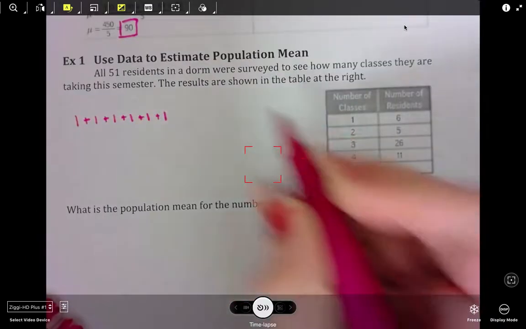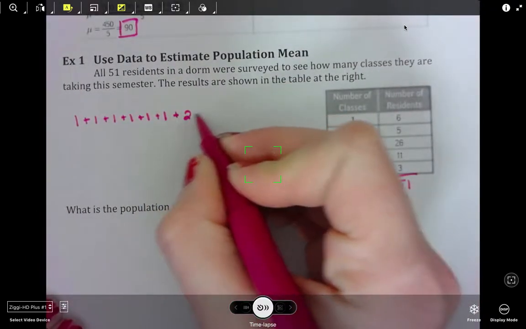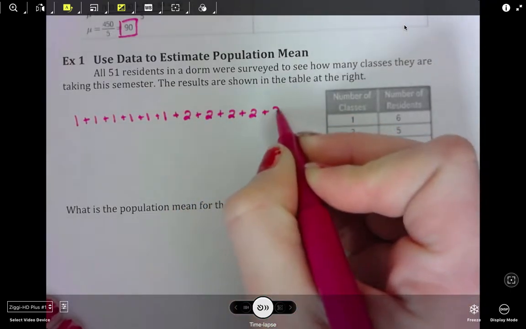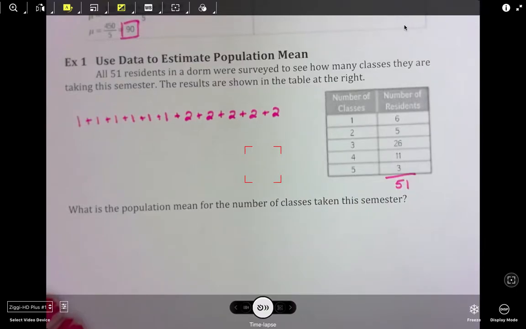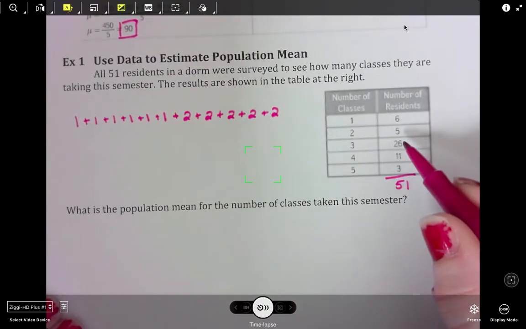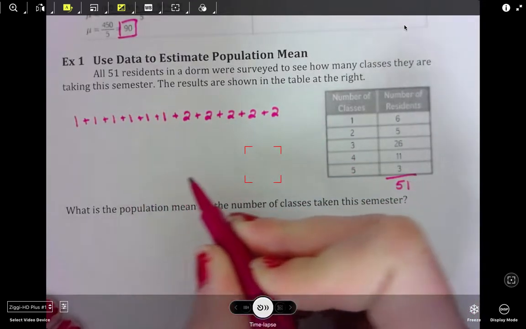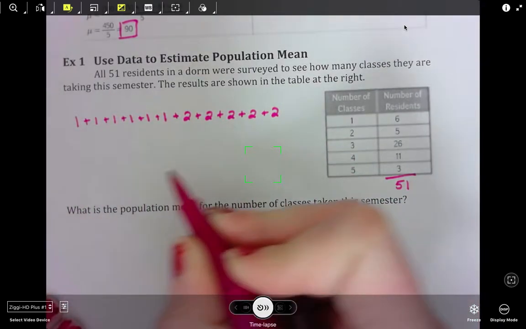Right? If there are 5 students taking 2 classes, 1, 2, 3, 4, 5. There's 5 students taking 2 classes. And then I would do the same thing for 26 threes. I would add 26 threes in there and add 11 fours in there and add 3 fives in there.